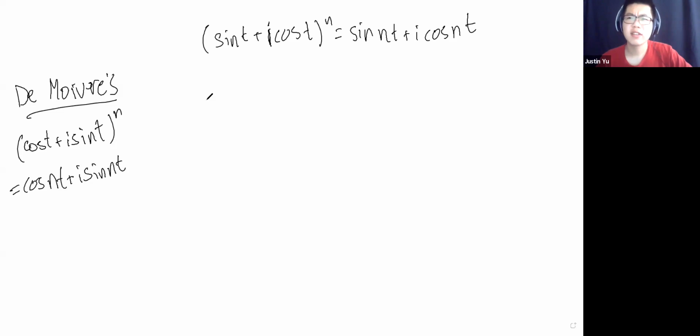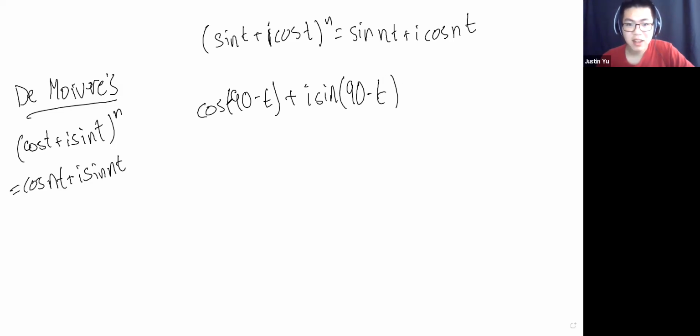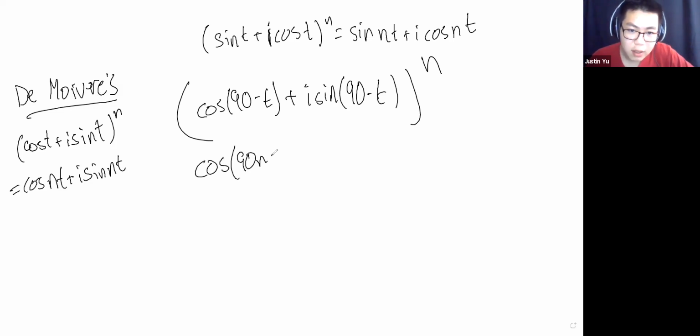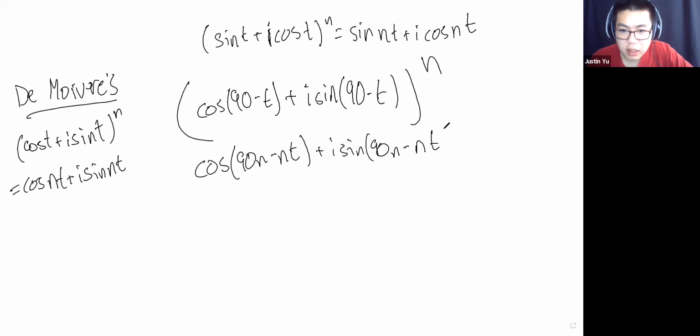Not 45-degree angles. It's actually going to be cosine of 90 minus t. Technically, you want to be using radians, but who cares? We can do the same thing here. Great, so now we can expand this. And look, we have a carbon copy of de Moivre's: cosine of 90n minus nt plus i sine of 90n minus nt.